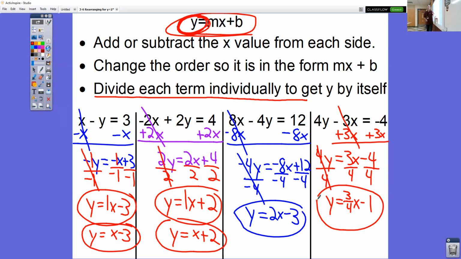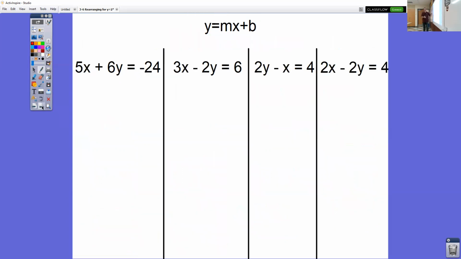It wouldn't be wrong if you change the 3/4 into a decimal, 0.75, but you don't have to. Just make life easy for yourself. Leave it as a fraction. It'll be much easier to graph later on. Take a look at the next ones. So again, we want it in this form, y equals all by itself. To get this 6y all by itself, we need to get rid of the 5x.